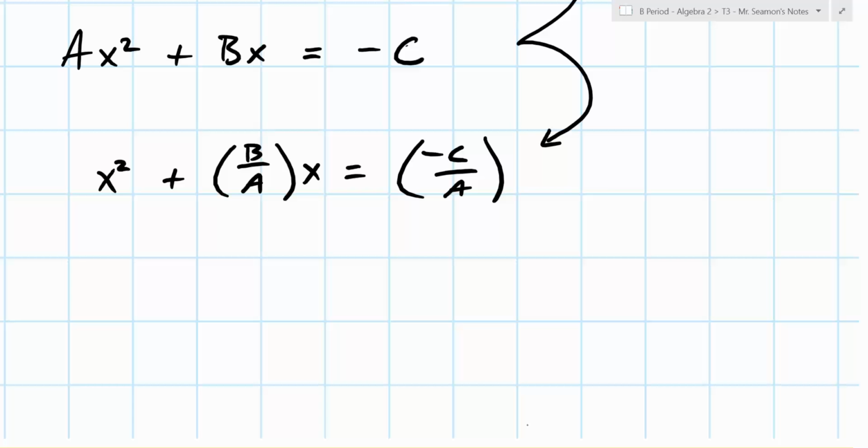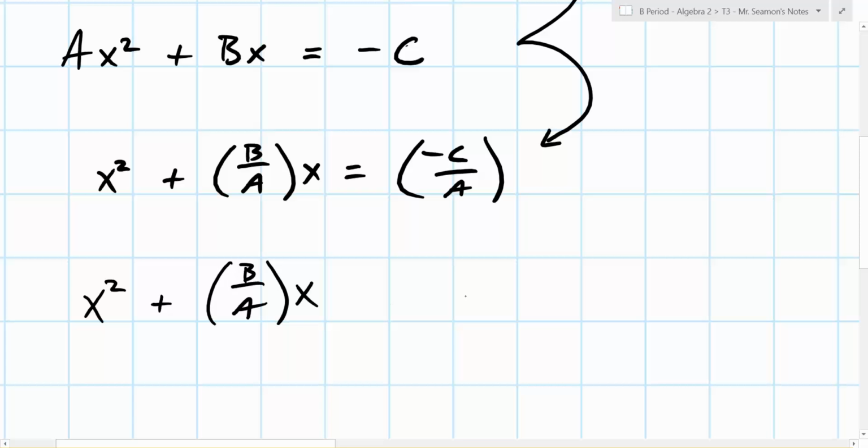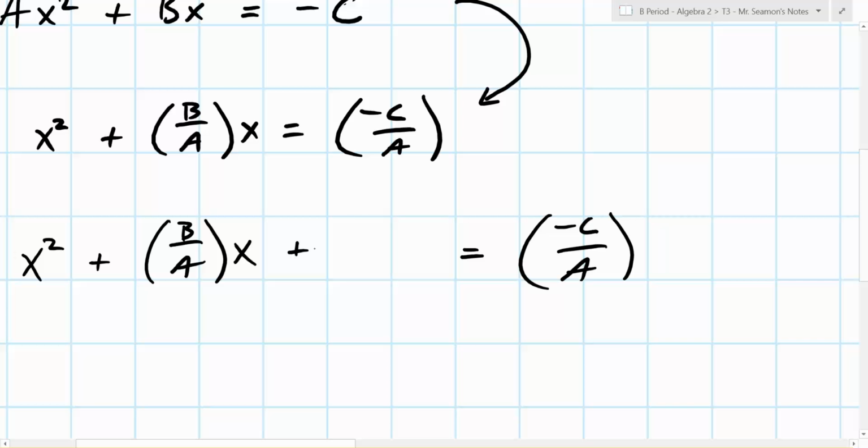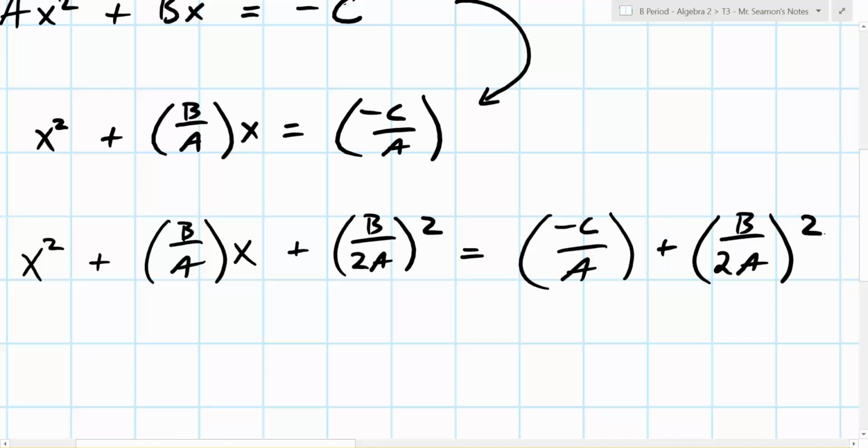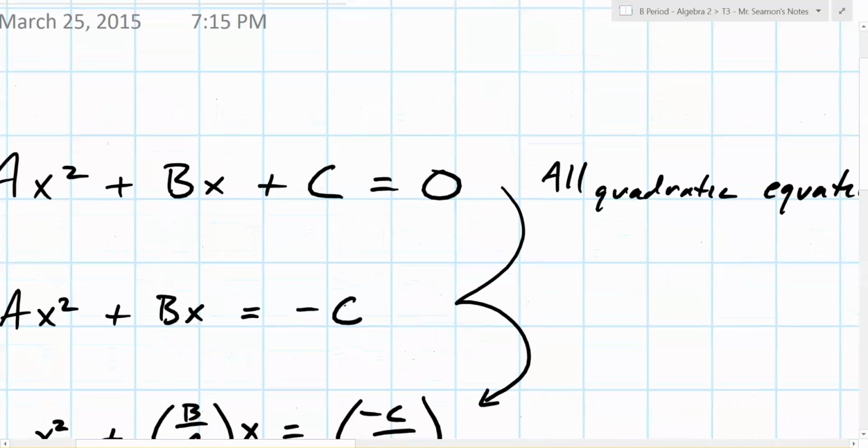I have not told you the reason I am taking you on this little story time journey, but just bear with me, okay? I'm going to make some space, and we still have the same thing on both sides. It's going to seem really weird, but I'm going to add b over 2a squared to the left side, so I also have to put b over 2a squared on the right-hand side.